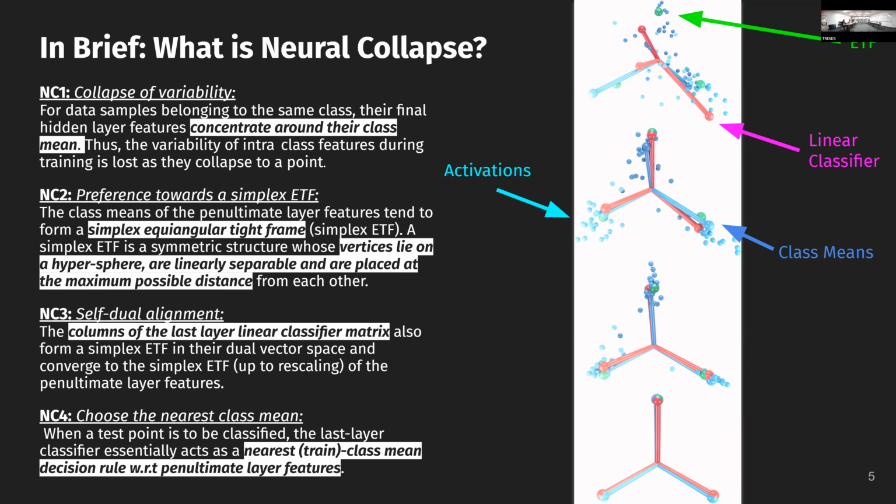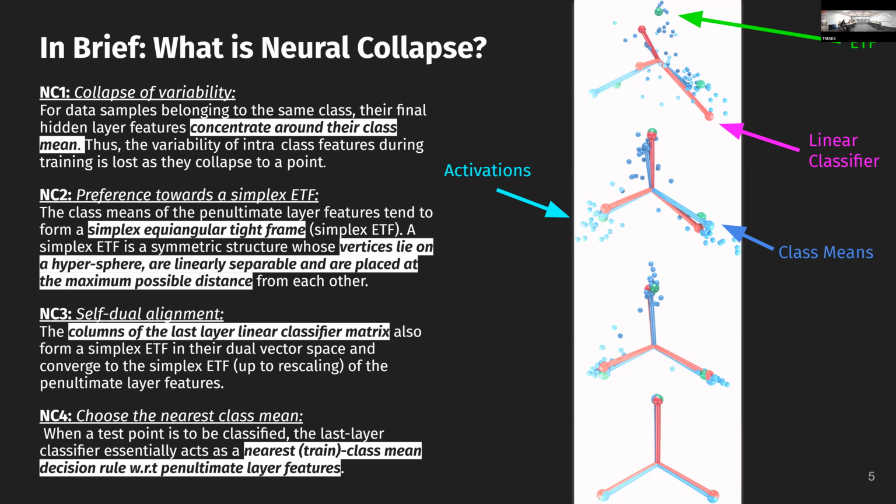And then the columns of the last linear layer classifier matrix also converge to that same ETF under scaling. So you're just saying that they're also converging to the same separation, but it's just scaled up or down differently, right? And that's what it means by self-dual. It's nothing more complicated than that. And this is only for the penultimate layer. So that was the penultimate layer convergence to the ETF. Right. And then the columns of the last linear layer classifier. Yeah, also scale.